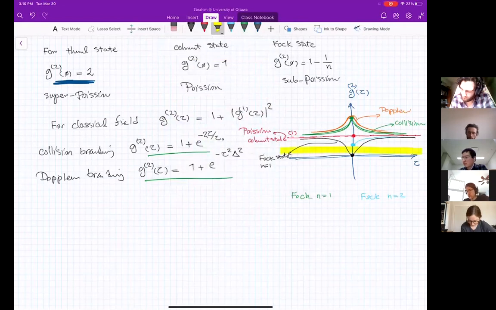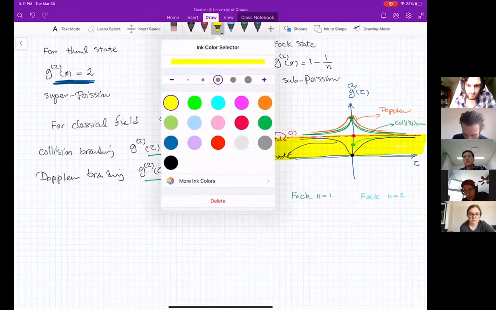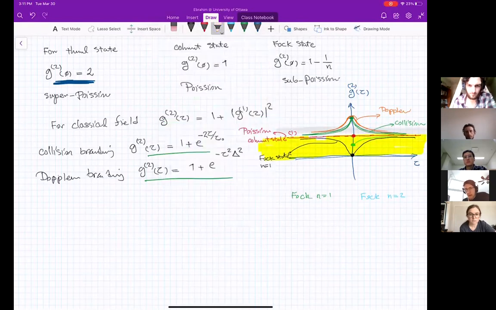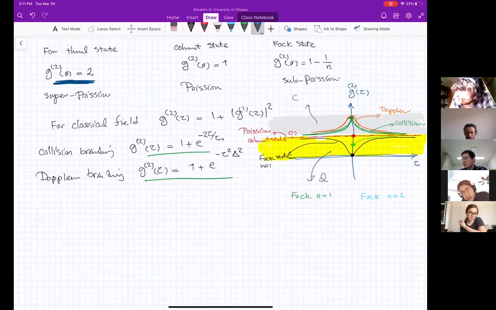One is here, which is below the Poisson distribution. We call it sub-Poissonian distribution. The border is Poisson distribution, which is coherent state. And we have another region, which is, I have to go with a different color. Yes, this one, which is here, which is super-Poissonian region. So this region is quantum. This region is classical. And coherent state is just at the border of the two.